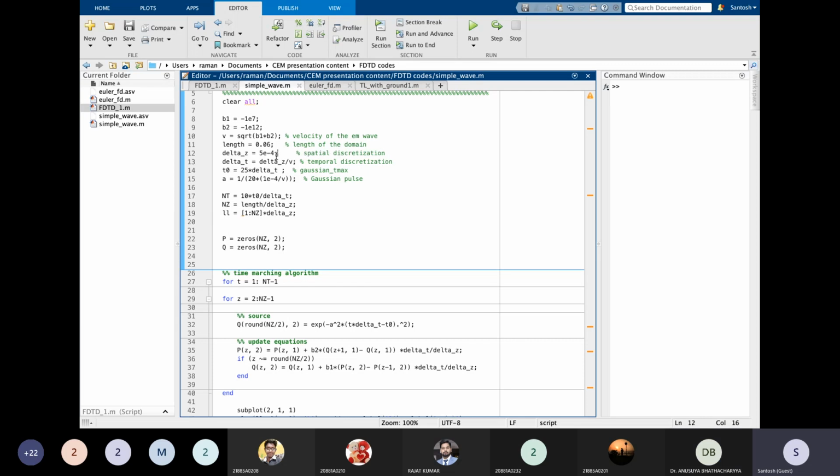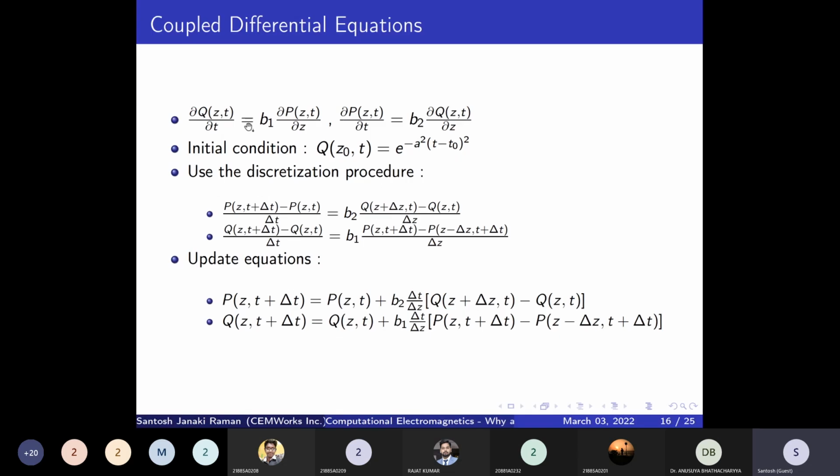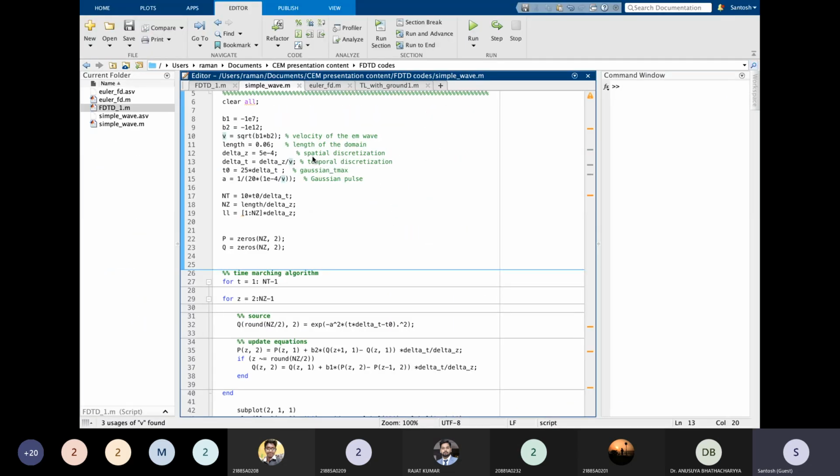So basically, here the delta z, the spatial and the temporal discretizations, should be related to one another. For the optimal solution, they are related to each other by the velocity of the wave, that is v. And v here is the square root of b1 into b2. This is the proportionality constant, b1 into b2, and the square root of that will be the velocity of the wave. Correct?